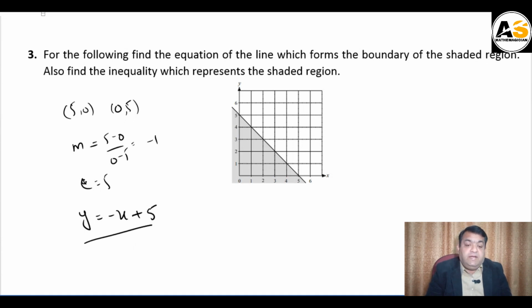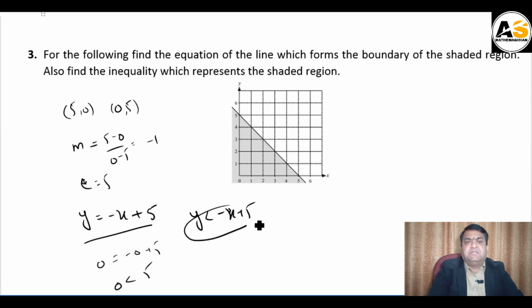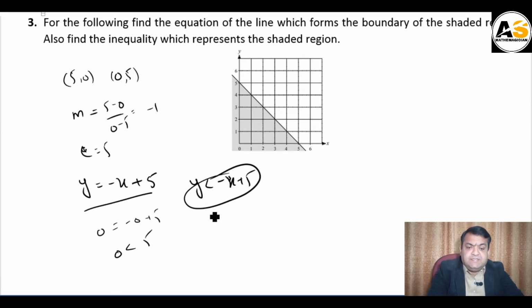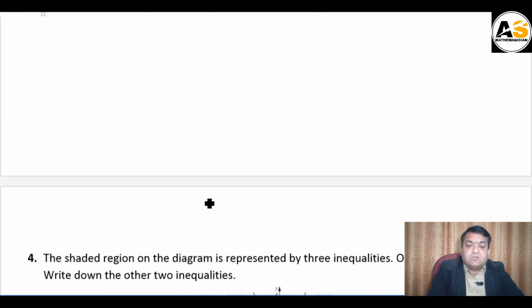In order to find the inequality for this region, pick a point 0, 0. Put 0 compared with minus 0 plus 5. 0 is less than 5. So y is less than minus x plus 5 is the inequality. I hope this is clear. These were a few very easy questions. Let us move to our next question.